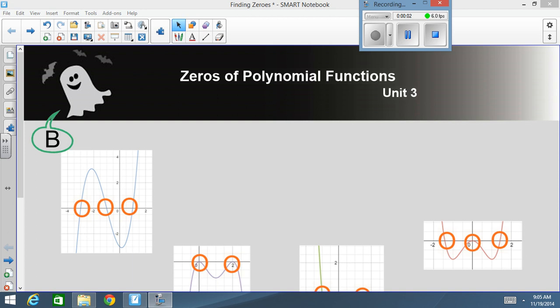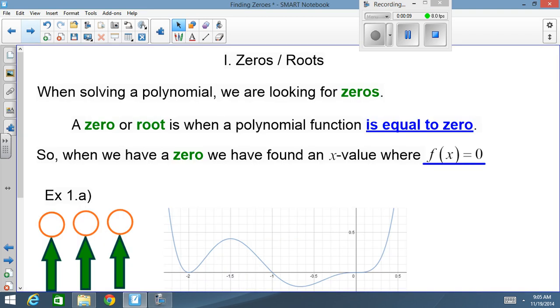Okay, so the next thing we're going to talk about are zeros of polynomial functions. Now when we talk about zeros, also known as roots, these are the things that pop out at us when we solve a polynomial. So these are solutions to a polynomial. Now a zero, or a root, is what we find when we set the polynomial equal to 0. So one way we can find it is by solving a polynomial.